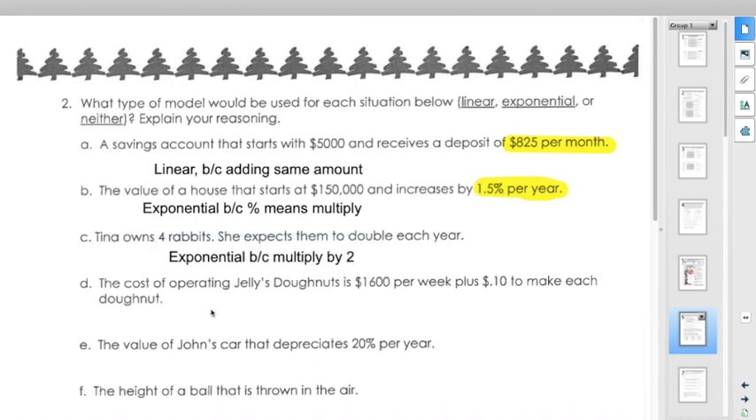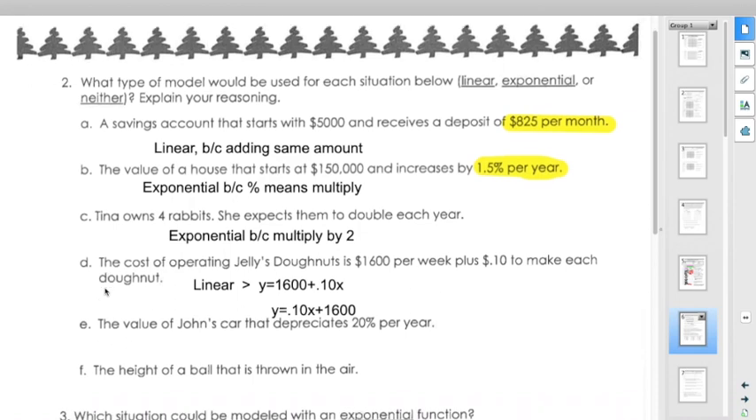Part D, it's going to be linear. And the function would actually look like this. Or the way we typically write it, we always write it with the x first. So y equals 0.10x plus 1600. You can just make a linear equation right from it. We've seen this problem before.